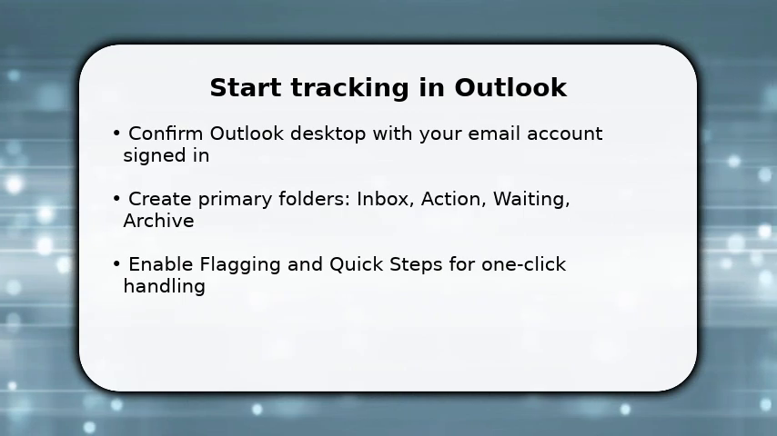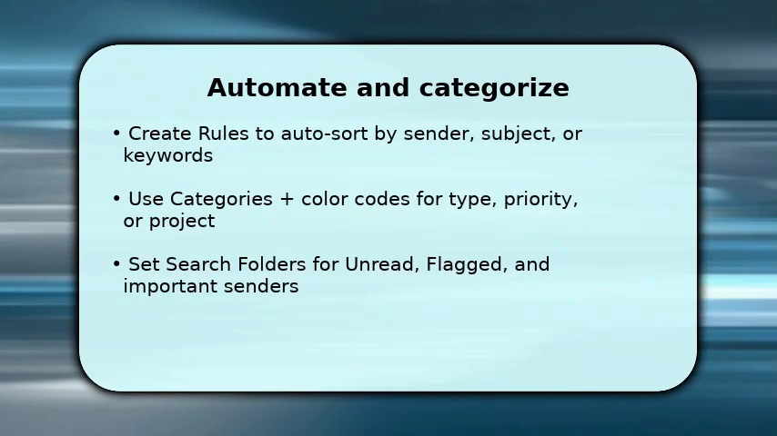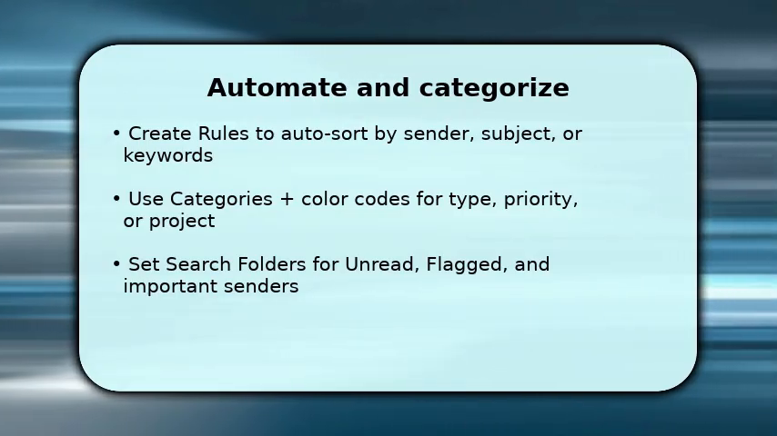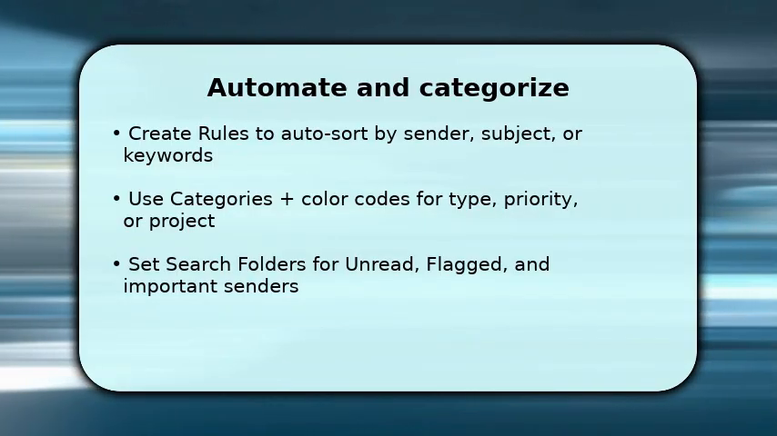Once your basic folders and quick steps are active, build rules to automate sorting. Filter newsletters, clients, and receipts into designated folders. Use categories with distinct colors to tag by project, priority, or context, and make sure you apply them automatically where possible. Create search folders for unread, flagged, and messages from your boss so you can jump to what matters.